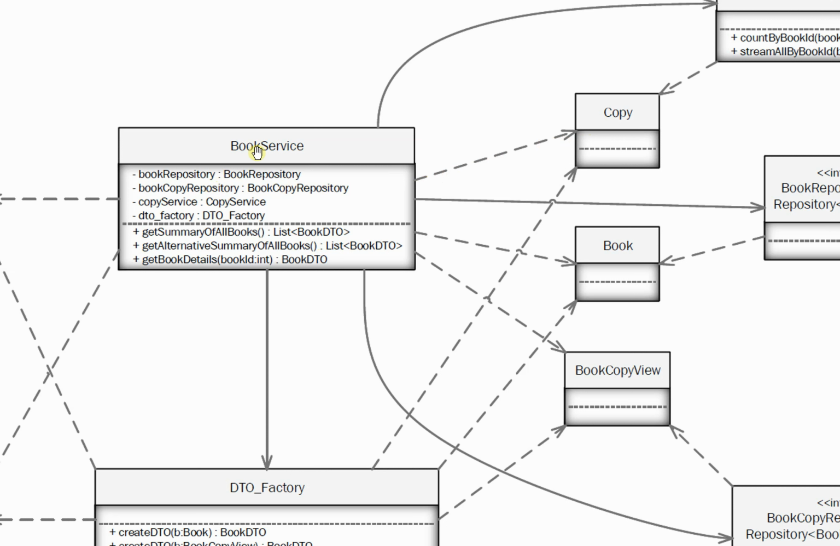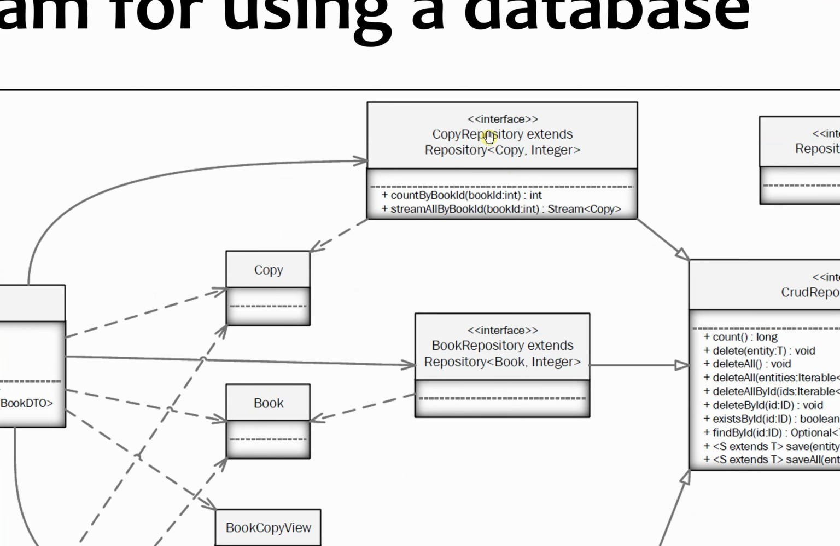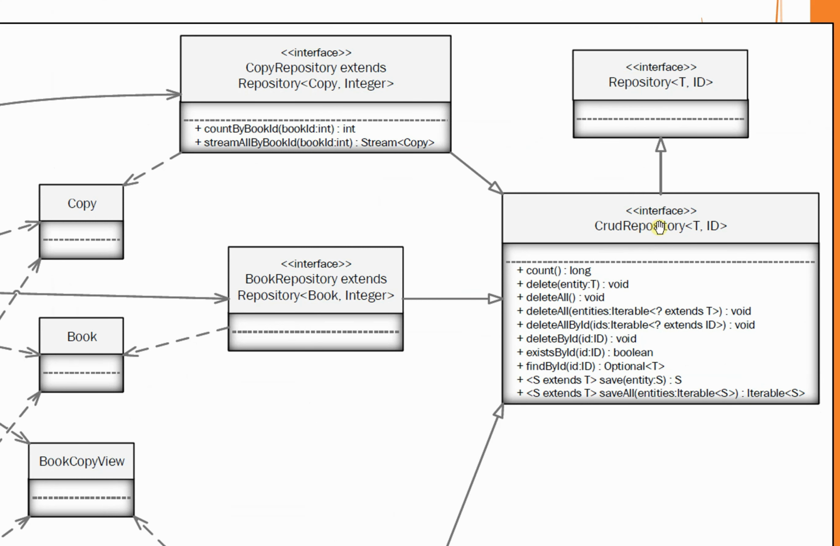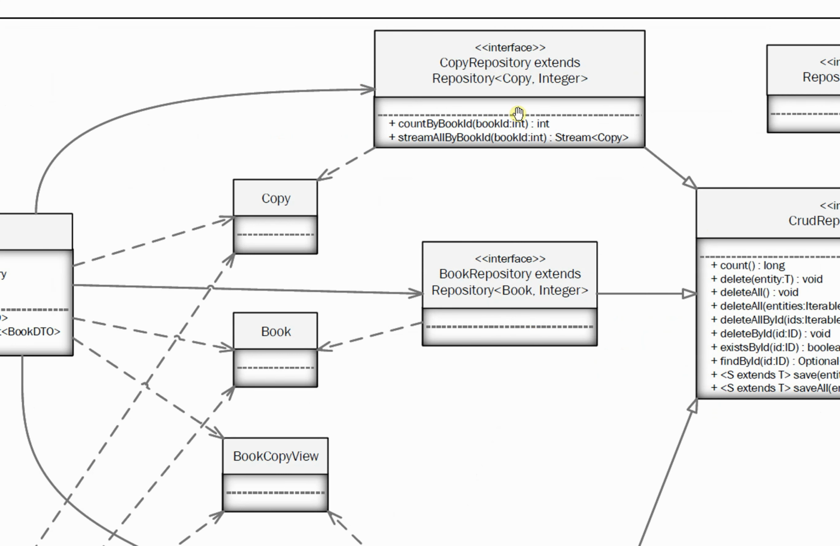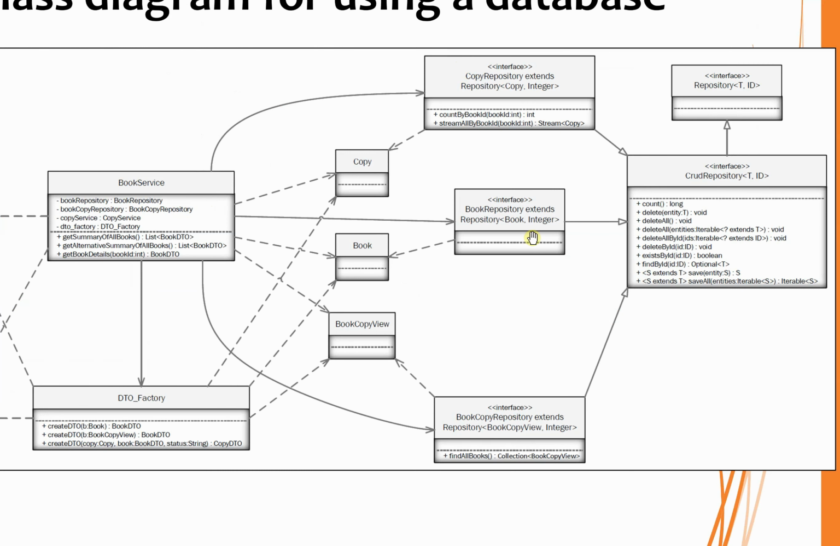Now, when the book service wants to get data from the database, it will use one or more of the repositories to access the database. So here we have a copy repository, which is extending the CRUD repository for a copy object, and its key will be an integer. And those are the methods that we obtain through inheritance from the CRUD repository. You can see that we've added a couple of methods for our own purposes, and we saw that in previous videos. So here we have the repositories, one for copy, one for book, and one for book copy. And the service is going to make use of those repositories to get these entity classes that we have written that reflect the content of the tables in the database.